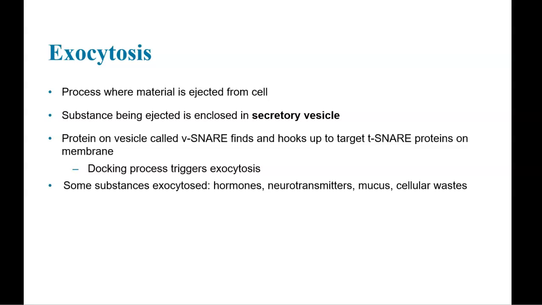Exocytosis is where the material is taken out of the cell. Here the substance being ejected is enclosed in a secretory vesicle. You have a protein on the vesicle called the V snare, and this is going to bind to target T snare proteins on the membrane. Some of the substances that are exocytosed would be things like hormones, neurotransmitters, and cellular waste could be another example.